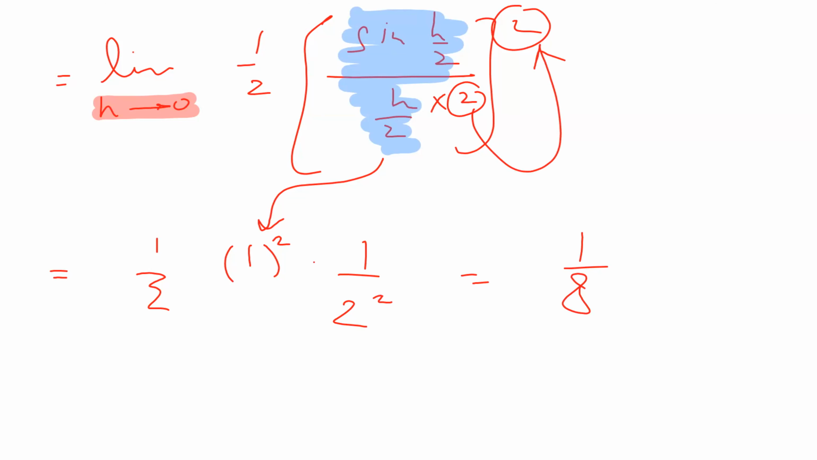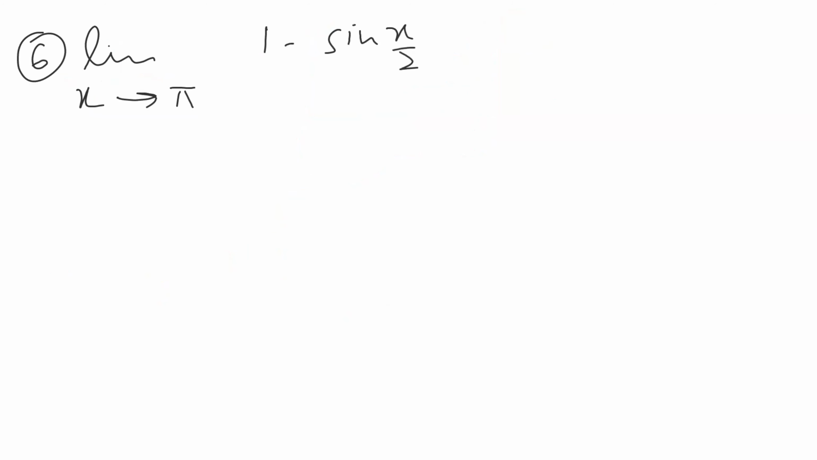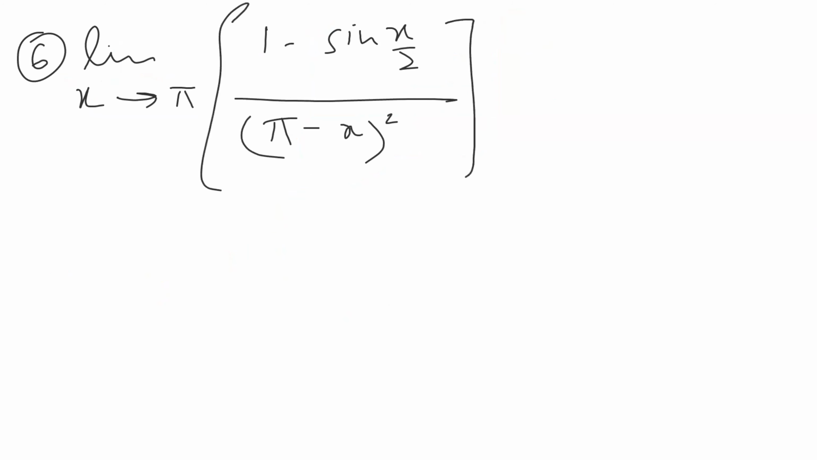Question number 6. Limit x approaching towards pi, 1 minus sine x by 2 upon pi minus x the whole square. Okay, let x be equal to pi plus h. See, when we put x as pi over here, pi minus pi is 0. 0 square is 0. So we are changing the limits.